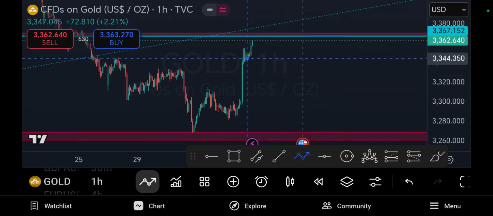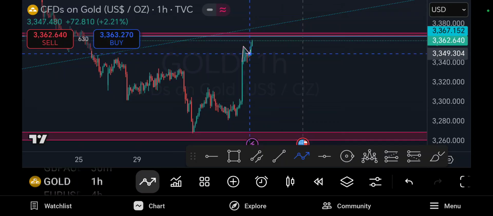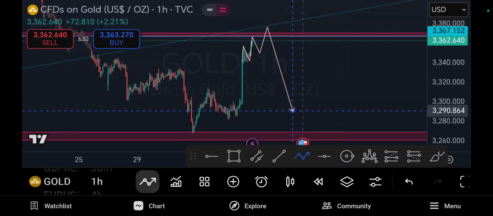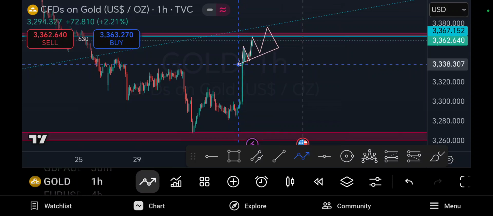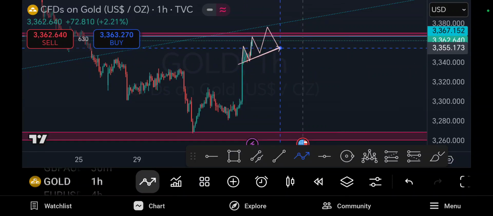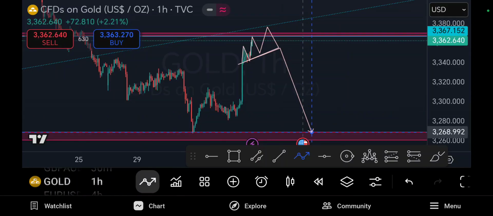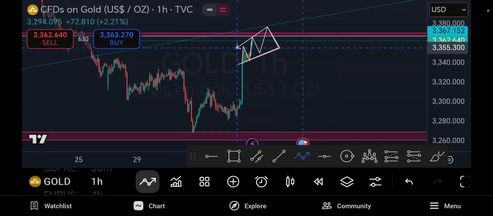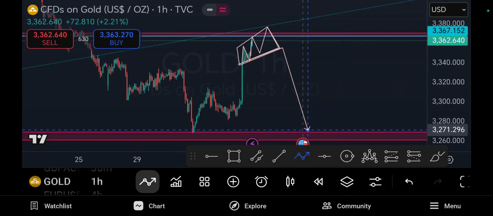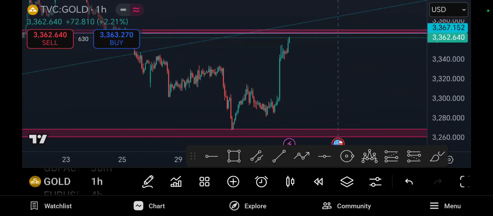What we should look out for: if it starts consolidating this way, see the way it's consolidating now, we should be careful of that market, because it could indicate a reversal pattern, and then we shoot to the downside. So we should be careful of that. Just keep it in mind.